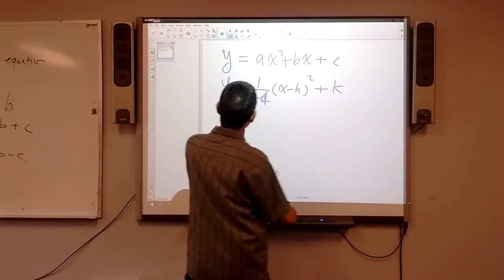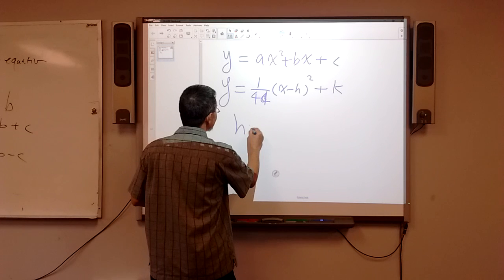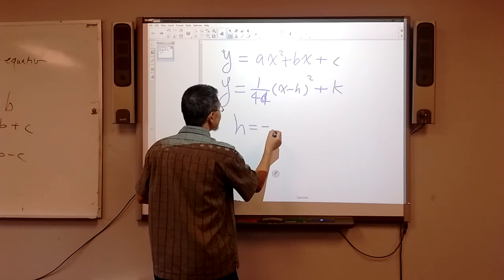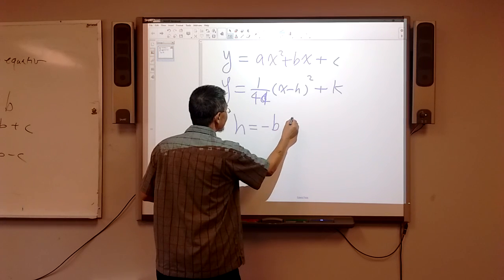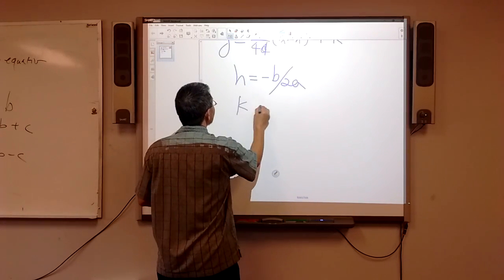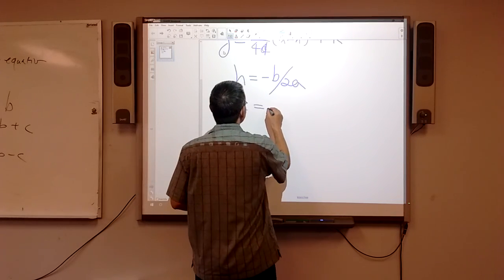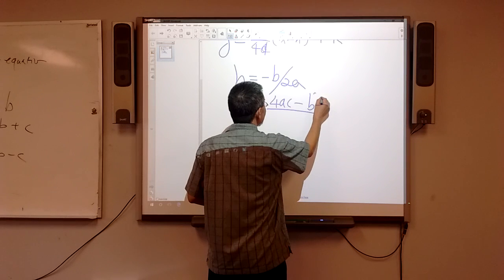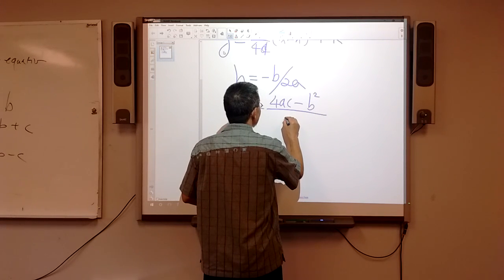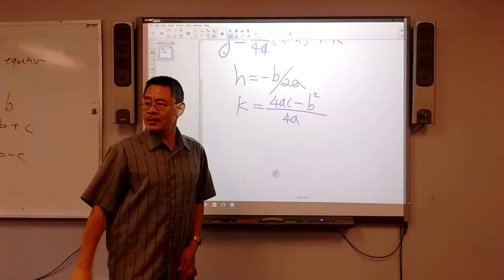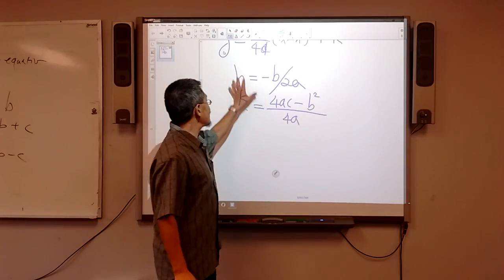Now we have here, we learned that H is what? Negative B over 2A. And our K? 4AC minus B squared, over 4A. You should be familiar with that. You should see something familiar here, right? So that's what we have.